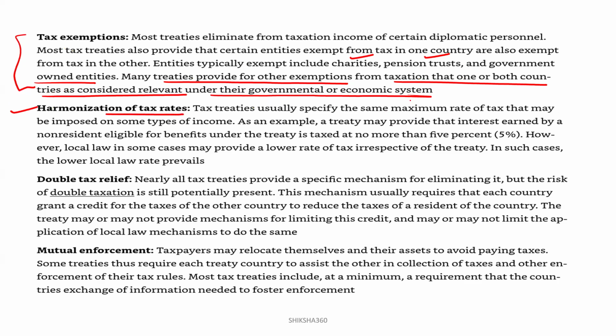Next one, harmonization of tax rates. Tax treaties usually specify the same maximum rate of tax that may be imposed on some types of income. As an example, a treaty may provide that the interest earned by a non-resident eligible for benefits under the treaty is to be taxed at not more than 5%. However, the local law in some cases may provide a lower rate of tax irrespective of the treaty. In such cases, the lower rate prevails. Clear? That 5% is the maximum. If any country says that they will charge a lower rate, it depends on that. But 5% is the maximum rate that they will charge you.